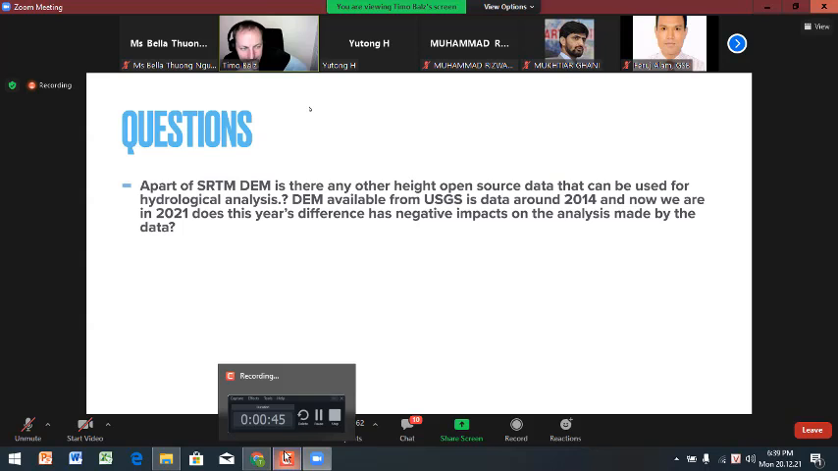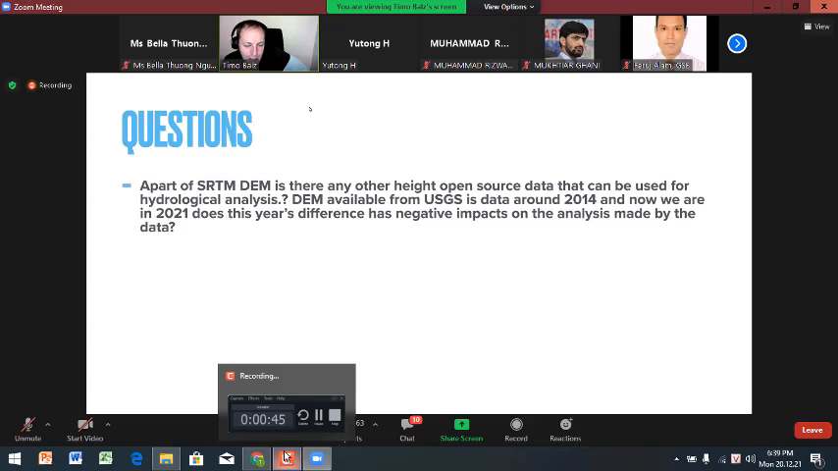But there are other data available, but I can't comment on their quality or on their suitability for hydrological analysis. But you may look at the ASTER DEM. That's some optical data from the ASTER satellite. There is the ALOS DEM that's derived from the Japanese radar system, the ALOS system.